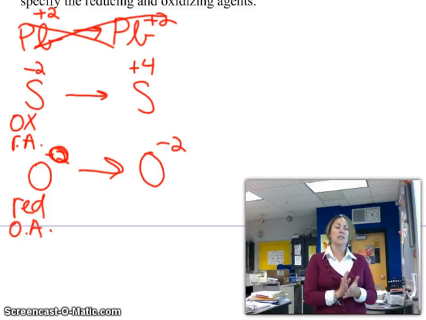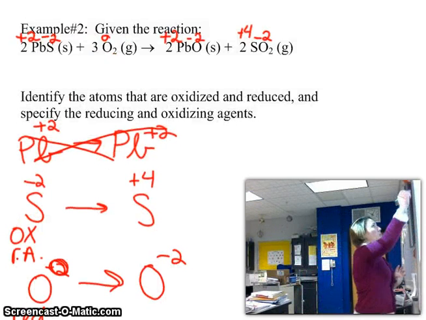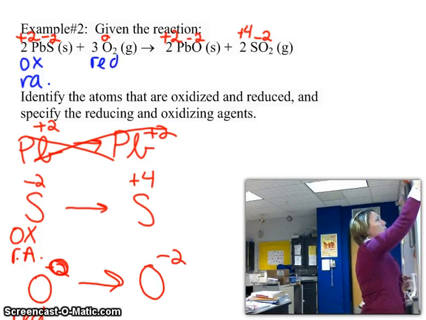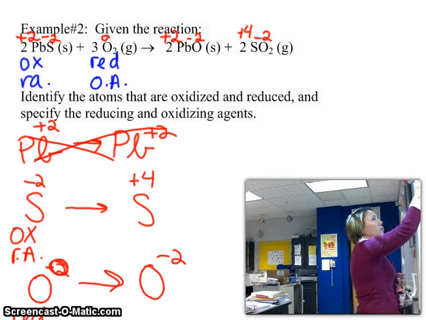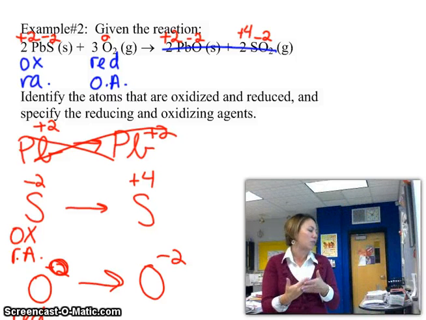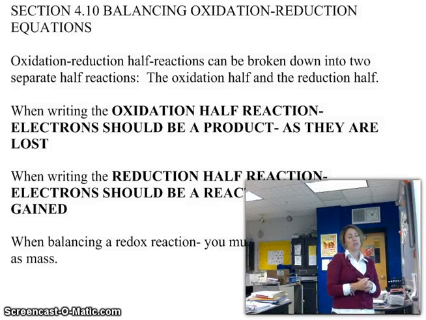Notice, nothing is happening to the products. If I were to label these, I would label this compound is getting oxidized, and it's the reducing agent, and this compound is reduced, and it's the oxidizing agent. Nothing happens to these. They are simply what you have when the reaction is over. Okay? Nothing specifically happens to those.